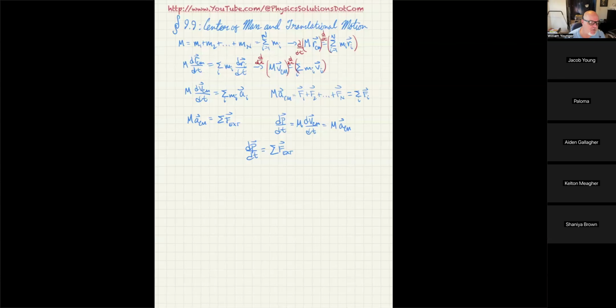So, chapter 10 is called Rotational Motion. And the subsections are angular quantities. So, we're going to have a set of variables, just like we had a set of variables in kinematics.